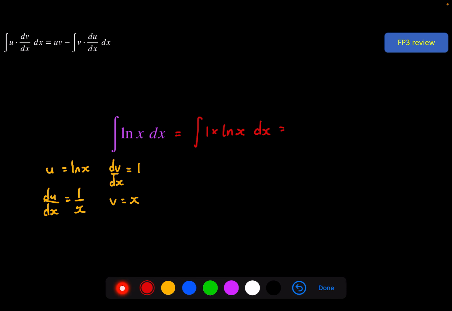So we have u times v, so x times log of x, minus the integral of v times du by dx, which is 1 over x, which of course cancels to give us just dx, which integrates to give x plus c.